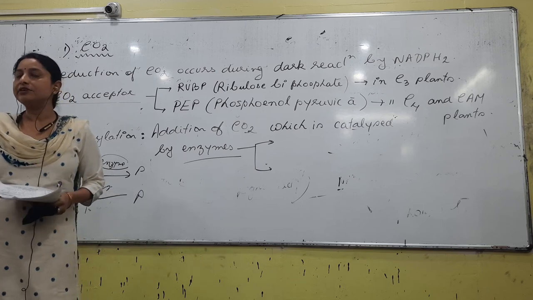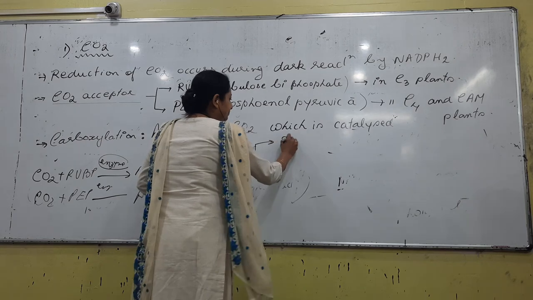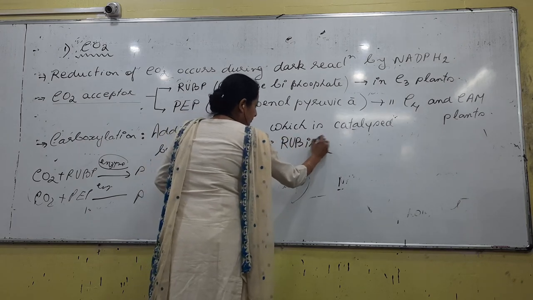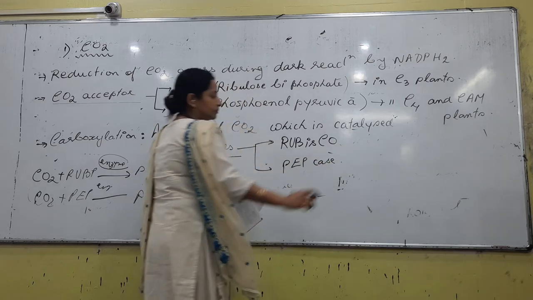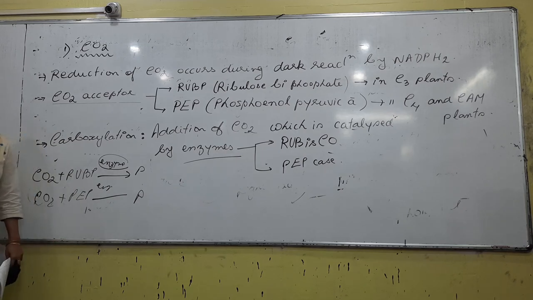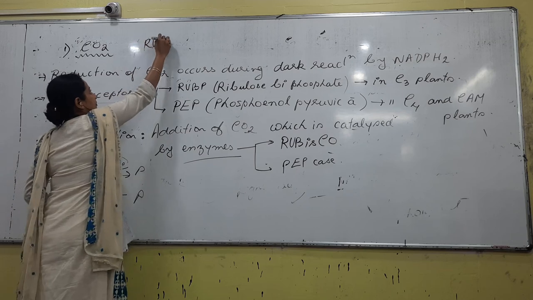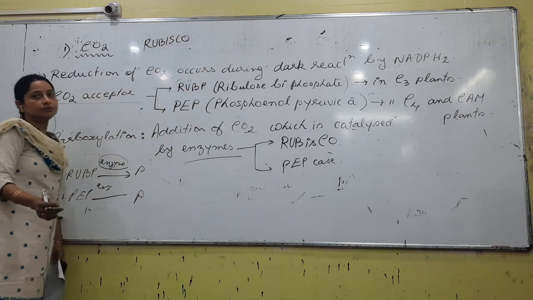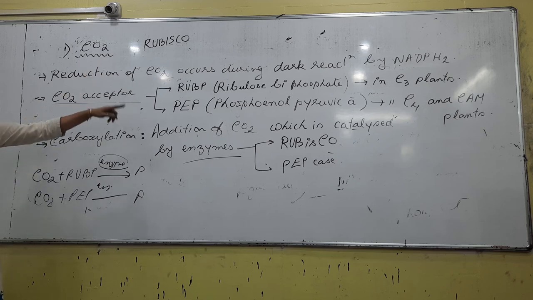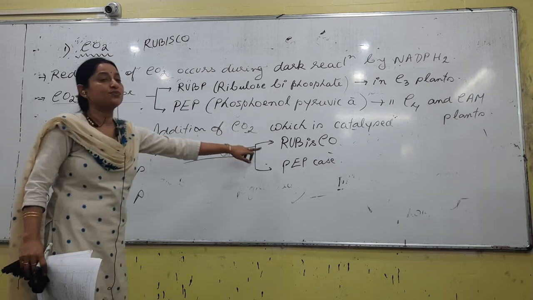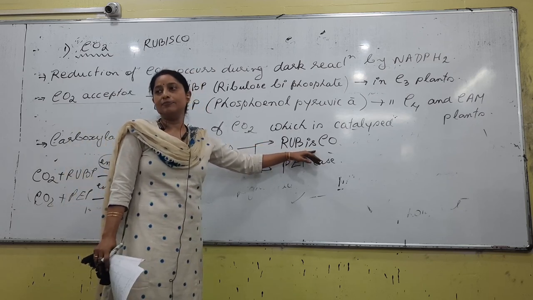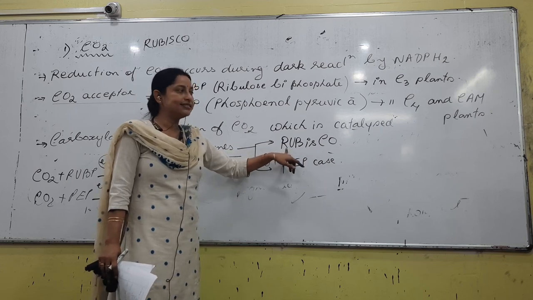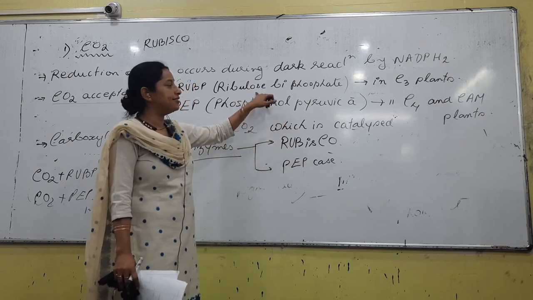Which enzyme is related to RUBP, and which enzyme is related to PEP? PEPcase or Rubisco. In the books it will be written like this. So either you will see it in this form or in this one; actually the proper way of writing is this one, because the name itself talks about that molecule called RUBP. RUB is a short form of RUBP. What is RUBP? Ribulose bisphosphate.